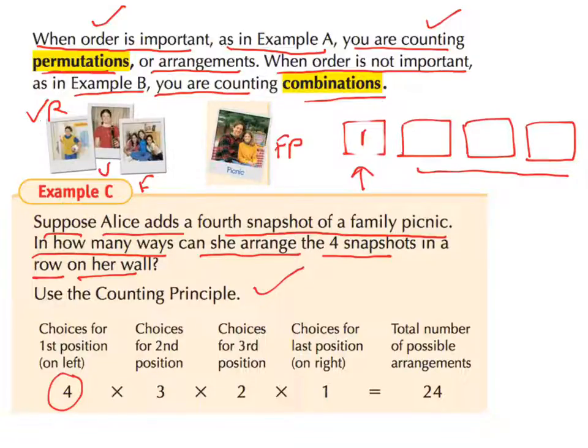Now in the second frame, since he has already put one picture in the first frame, how many choices of snapshots does he have to put in the second frame? He has 3 choices. In the third frame, since 2 are already gone, he has 2 choices. And in the fourth frame, there's only 1 snapshot left to be put. So he has 1 choice. So multiply all of them and you get the total number of possible arrangements, 24.